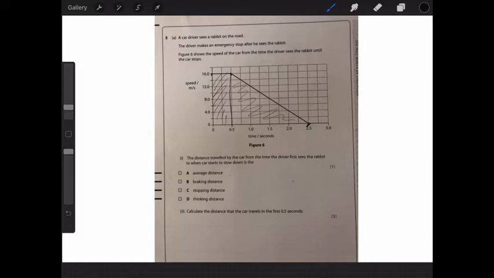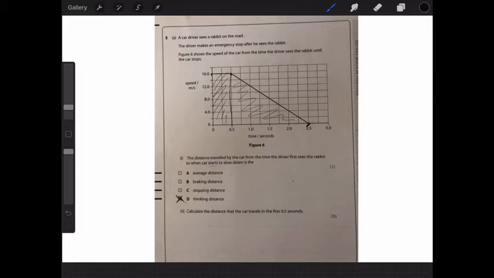So the distance that's travelled by the car from when the driver first sees the rabbit to when the car starts to slow down, that is the reaction time of 0.5 seconds. It's the first part of this graph because that is the distance that's travelled while the driver thinks about putting their foot on the brake. So that correct answer has to be D. The first part of that graph is showing the thinking distance during the thinking time.